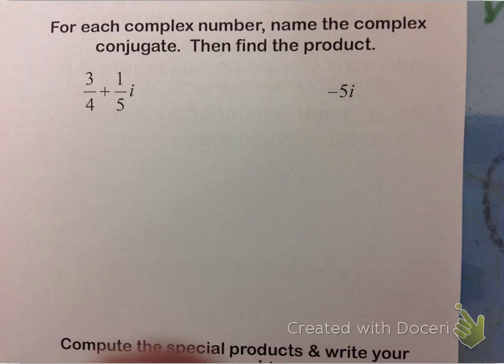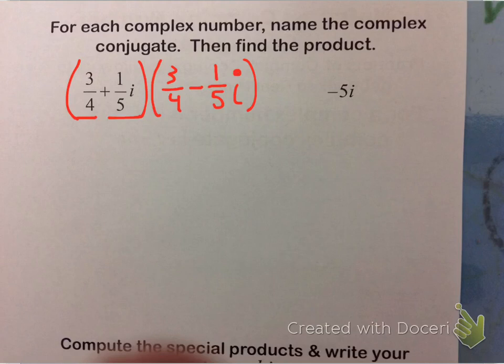Okay, so I'm going to give you guys a second to try a couple, but I did want to remind you of a couple things. First, these two are not like terms, so they're not going to combine. You don't have to worry about common denominators in this case. So the conjugate of this one is just going to be 3/4 minus 1/5 i, and I'll give you a second to multiply that out. And then this second number over here, it doesn't look like it's complex, but that's because there's an invisible 0 in front of it. So it's 0 minus 5i, and that means that its conjugate would be 0 plus 5i.